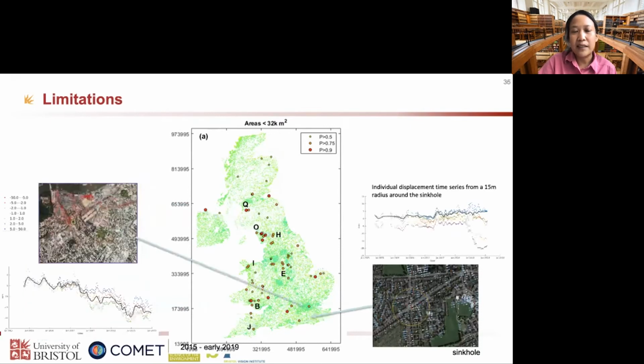To overcome this, another thing that we are developing is using spatial-temporal or 3D analysis of InSAR data, seeing it as a volume, so that we can get the time series as well for future work.